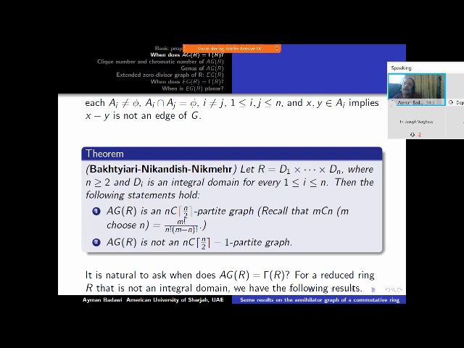You can talk about a three-partite graph. Hello? You hear me? I hear something. Yes, yes, yeah, we are hearing, sir. Okay.